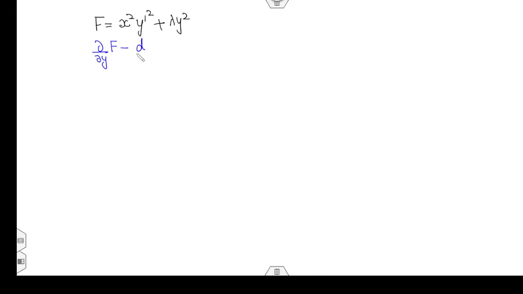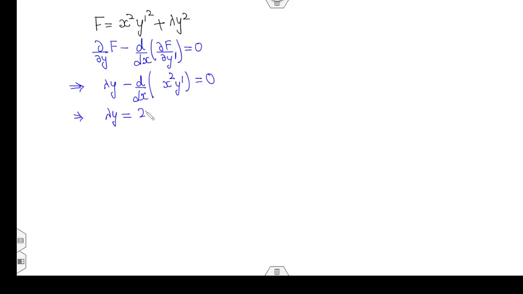Now let's start with the conditions. So Euler equation becomes d by dx of... I am writing everything on the screen, but in the examination you can start directly with the derivative. So that becomes 2 lambda y minus d by dx of 2x square y prime, which is 0. Now clearly I can cancel that 2 on both sides. So that becomes lambda y. I can put on the right hand side 2xy prime plus x square y double prime. I write it in a simplified form: x square y double prime plus 2xy prime minus lambda y is equal to 0.